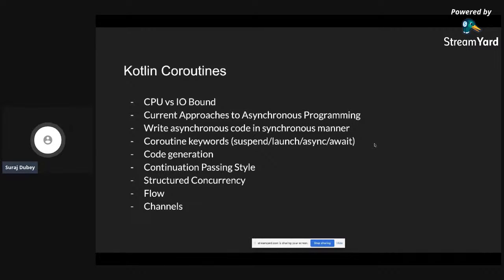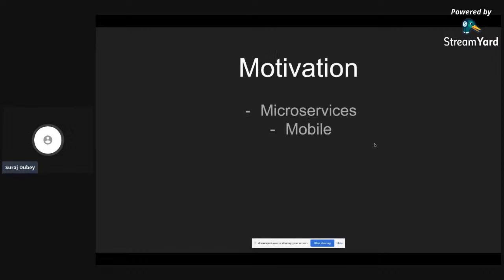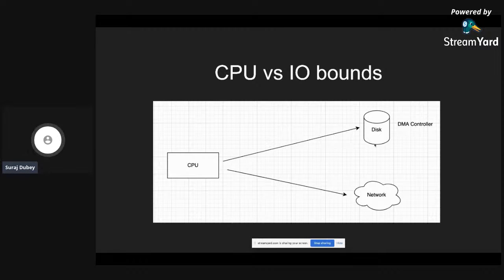So applications can be categorized into two forms. One is CPU bound, one is IO bound. There are other types of bounds, like memory bound, but that is beyond the scope of our discussion. CPU bound processes are the ones which require intensive CPU utilization, and IO bound processes are the ones where the CPU just delegates the task to one of the controllers and just waits for the response to come back.